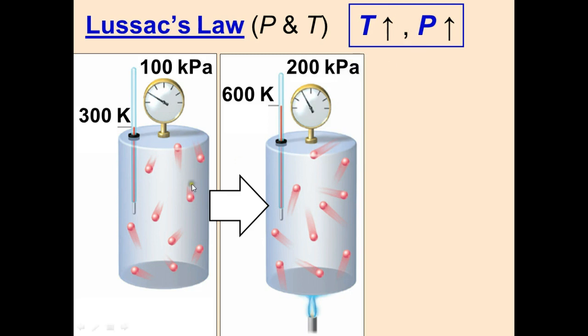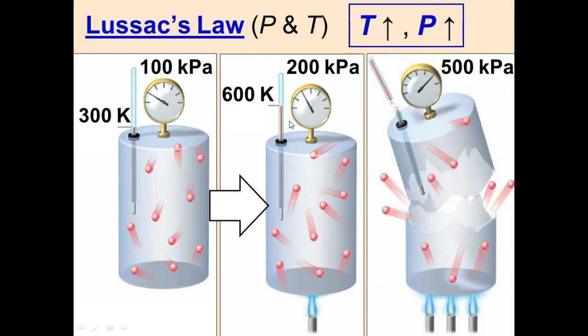So if we double the temperature, what's going to happen to the pressure? And it's going to double because it's a direct relationship, so whatever happens to one happens to the other. So we went from 300 to 600, 100 to 200, so they definitely both doubled.